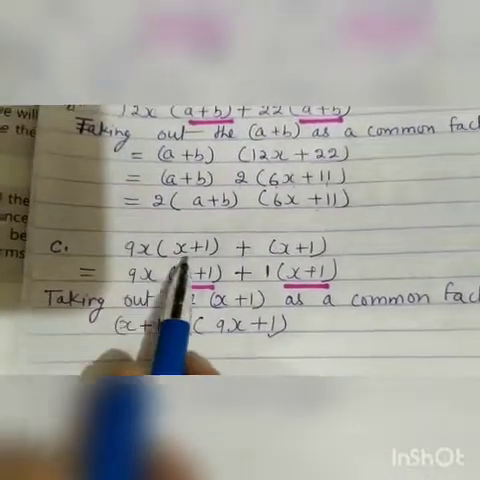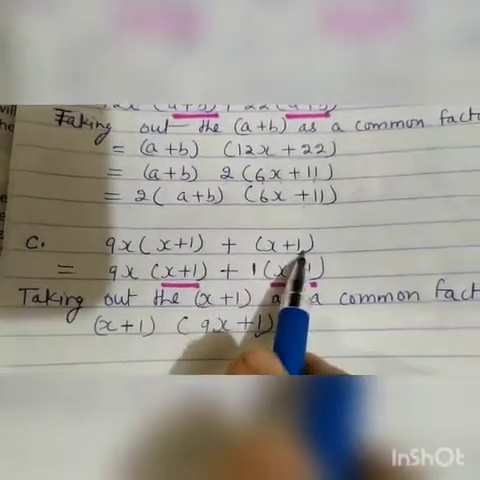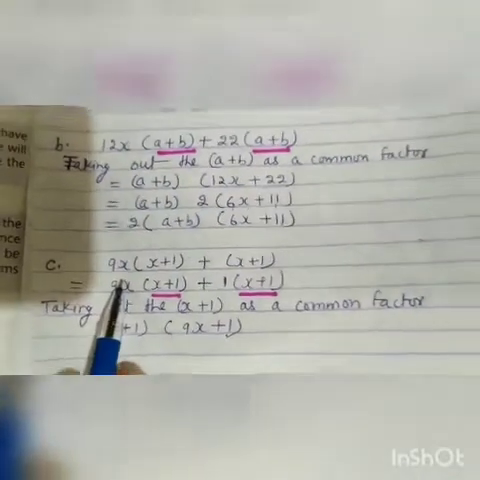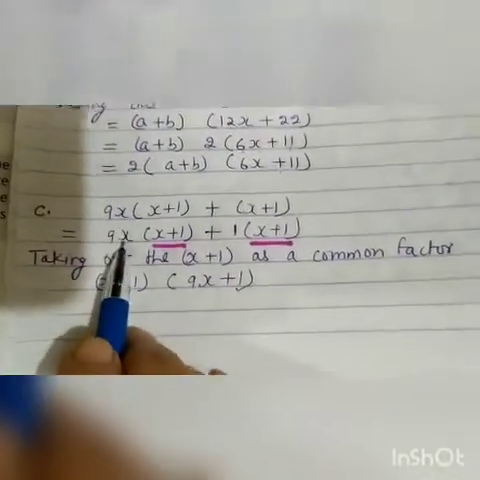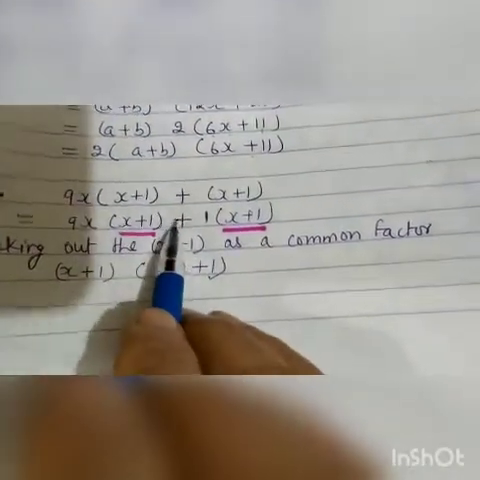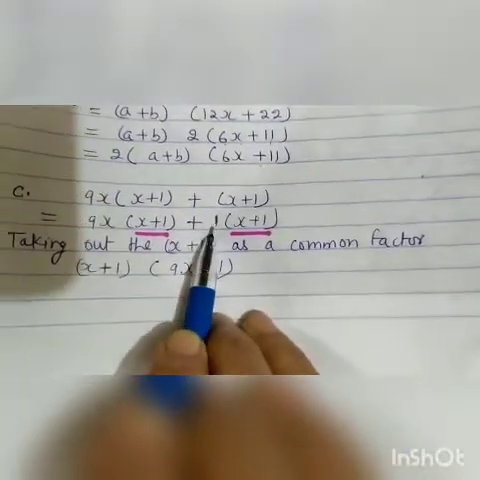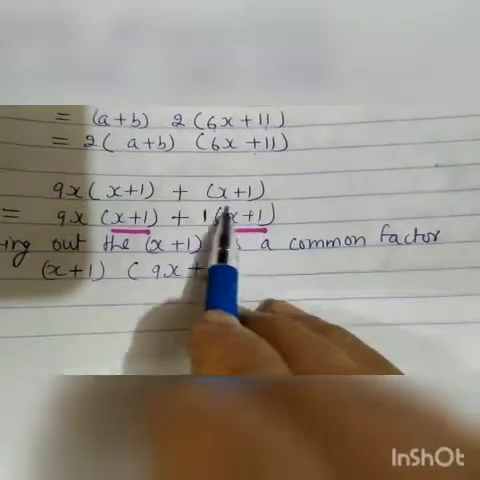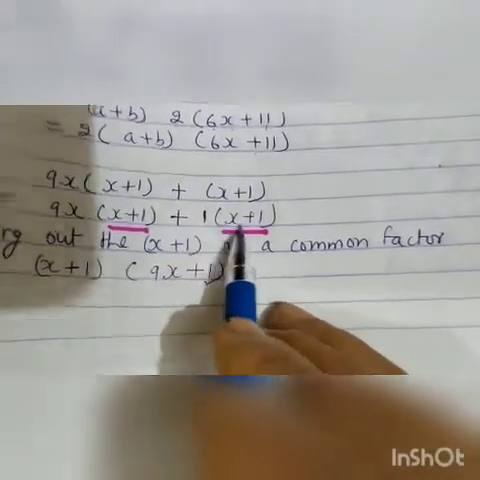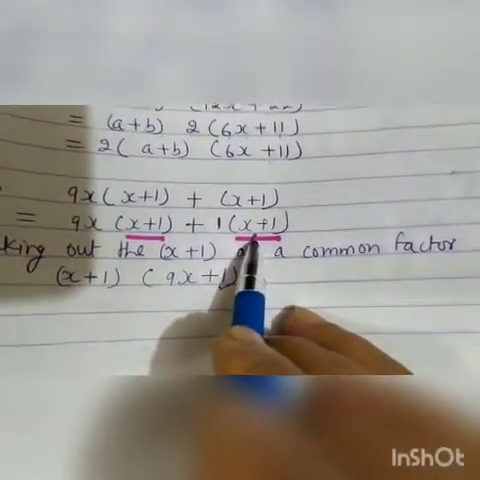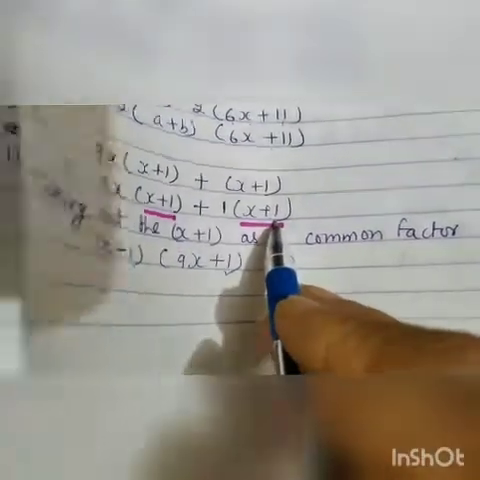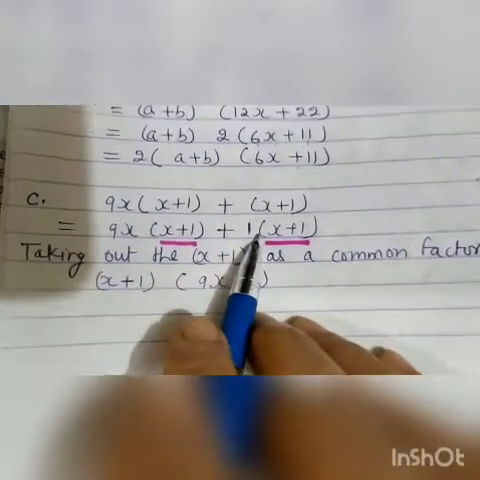C part, 9x (x plus 1) plus (x plus 1). See here, 9x into (x plus 1) plus, we can write 1 up here from our side, (x plus 1). If we write here 1, there is no difference, no change, it will remain x plus 1. So we write here plus 1.